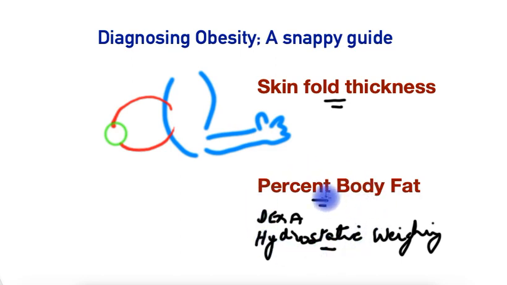So which is the best measure for assessing obesity or excess fat? Actually, it is a combination of the body mass index and the abdominal circumference that is most commonly used. Skin fold thickness and percent body fat may contribute to this assessment as well.